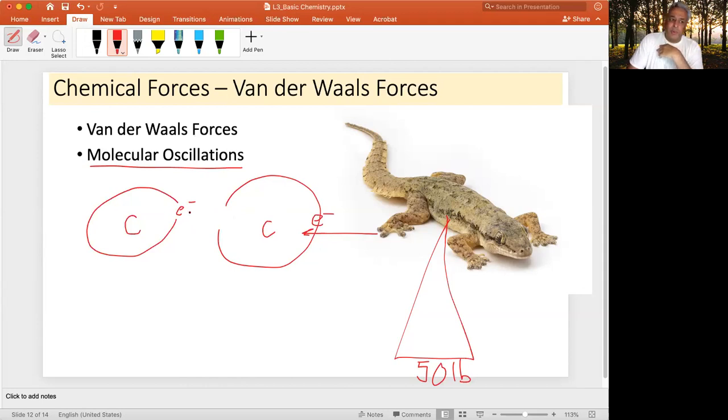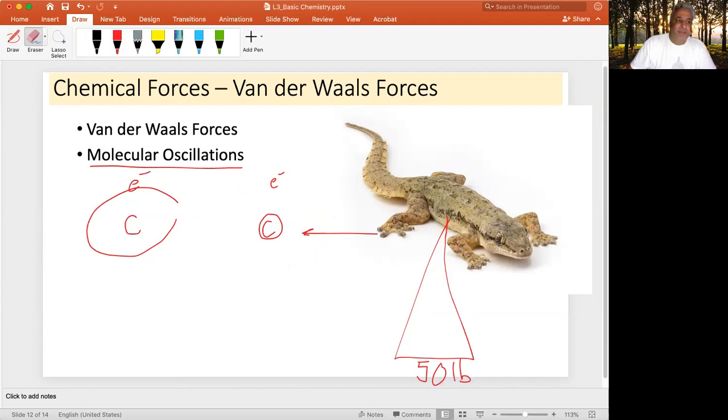So this electron will be attracted to the nucleus of this one. So there's an attraction there, right? That attraction will pull the gecko onto the ceiling. But a fraction of a fraction of a fraction of a second later, you will find that the electrons have moved. Now the electrons are over here, right? And once they're over there, this attraction disappears. So this is a temporary oscillation attraction.